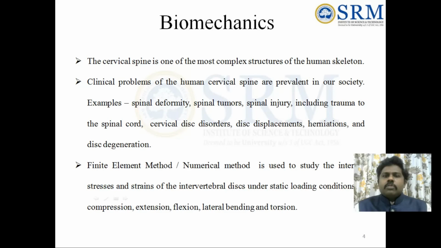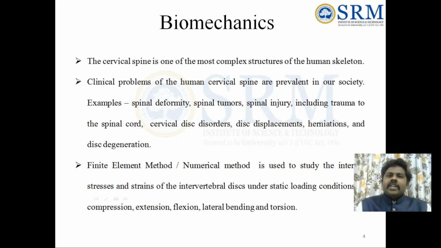Next is the spine tumor. Suppose cancerous growth or cells affect the spine, that is called a spine tumor. Then spine injuries: sometimes while driving a car, due to a car accident or a fall from a tree, they may face spinal injury. That is also a very big problem, including trauma and spinal cord problems. If the disc is degenerating, it will affect the spinal cord. It will affect the blood flow of the spine. That is the major thing. Because of that, it will create numbness all over our body, in the leg, hand, and so on.